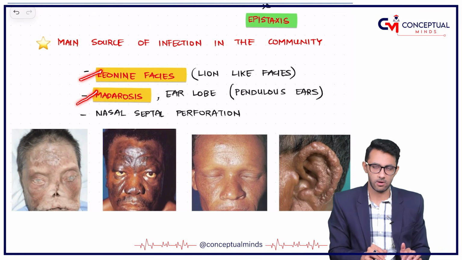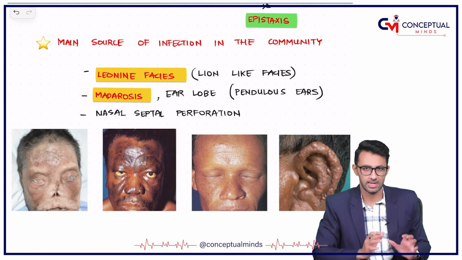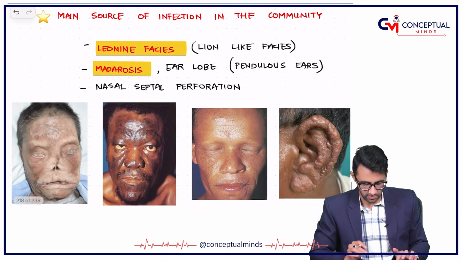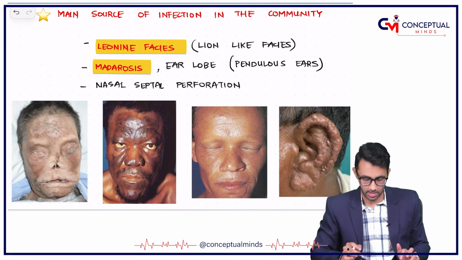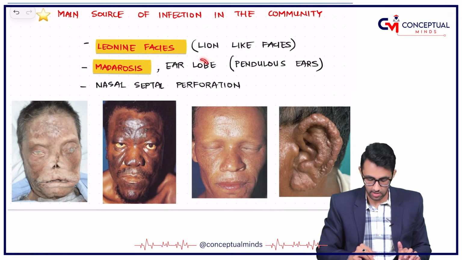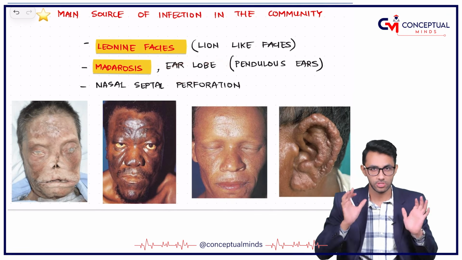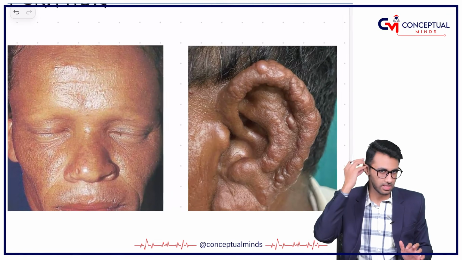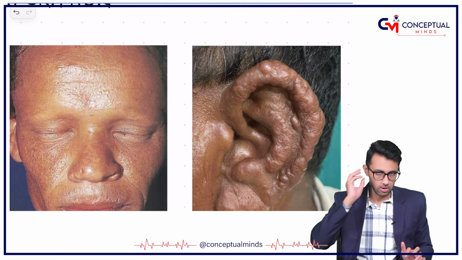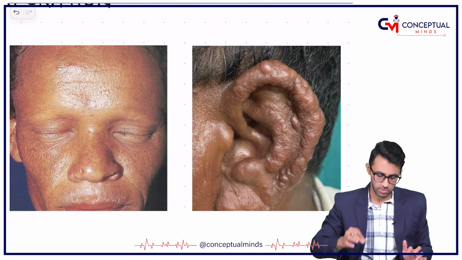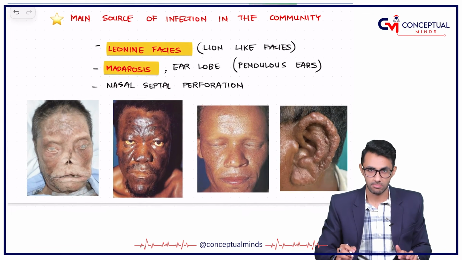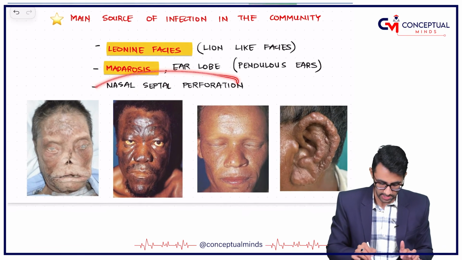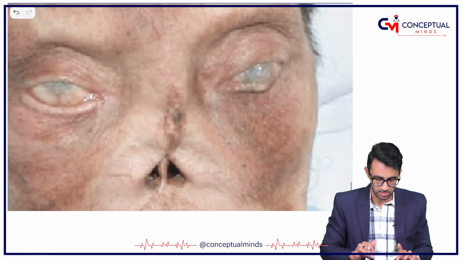Leonine facies and madarosis. We see what Leonine facies is: a tiger-like appearance of the face, and madarosis means loss of eyelashes and eyebrows. Okay, this is what it is about. And the earlobe we see, this is a Buddha's ear. There are a lot of depositions on the ear, so it becomes a big pendulous ear. Okay, and then also there is nasal septal perforation. You see right here, nasal septal perforation, as you see in this patient.